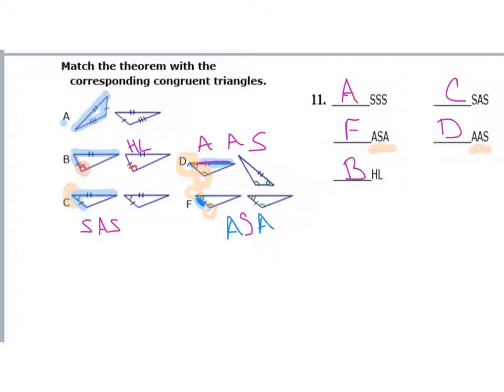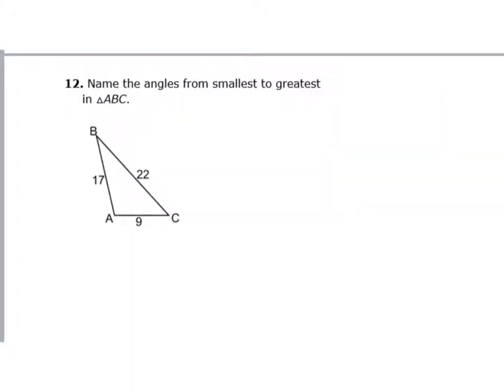All right, let's look at number 12. Name the angles from smallest to greatest. So again, I want to start small and I want to go large. If I look at my longest side, I know across from it is my largest angle. So angle A is my largest angle.